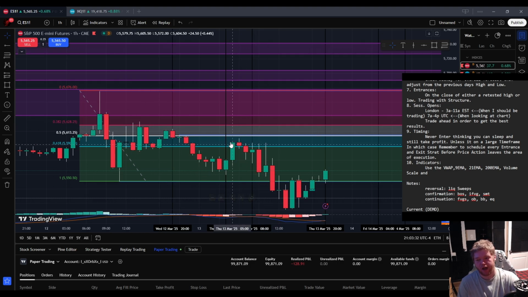And typically what happens when price bumps up into this margin right here, it is an indication that price is going to dip back down. That is what equilibrium is. And I believe he does a little bit more of an in-depth explanation of it.